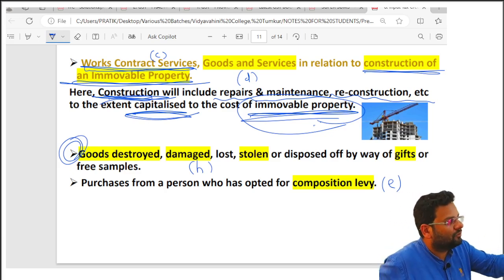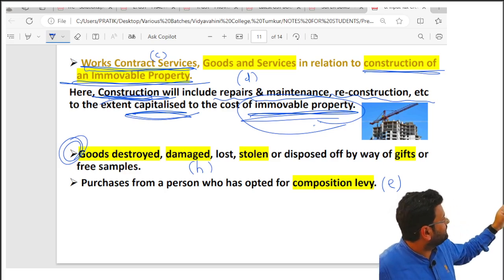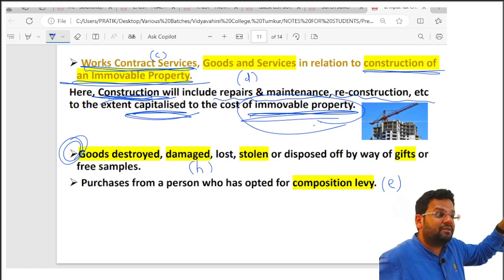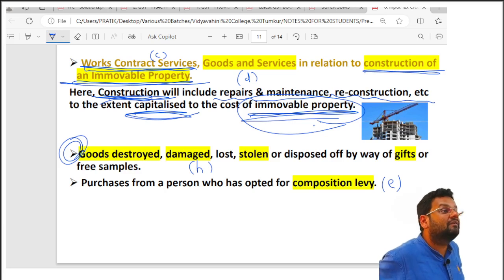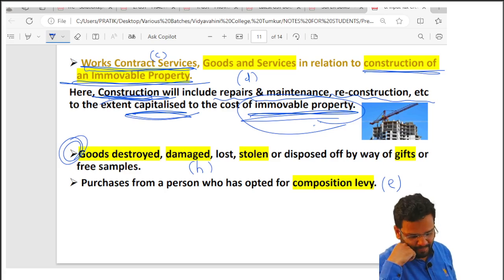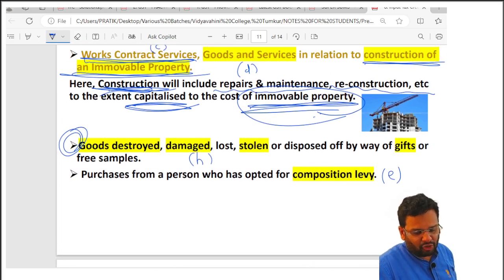Because input should be equal to output. But what are you doing now? You are not paying output tax. Why are you not paying output tax? Because goods are damaged, lost, stolen or disposed of. Even if you are giving goods as samples, you are not charging output tax. So block your ITC. And lastly, purchase of goods from a person who has opted for the composition levy. This is the obvious point.